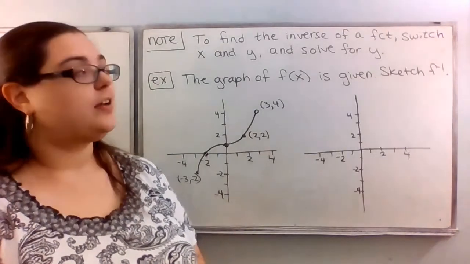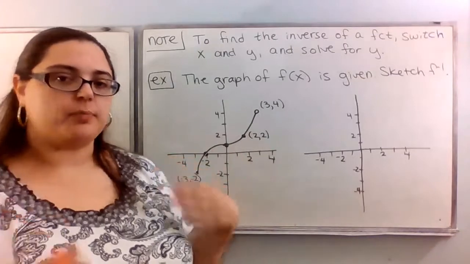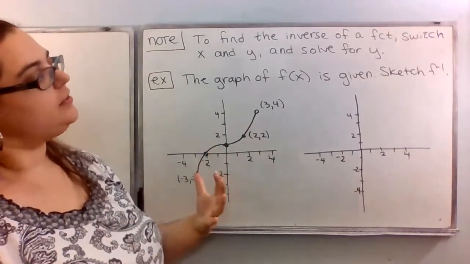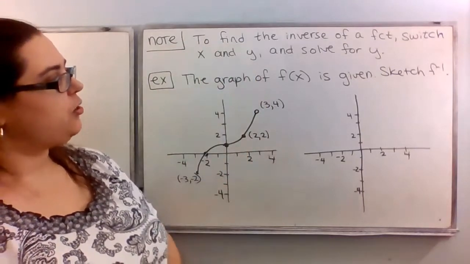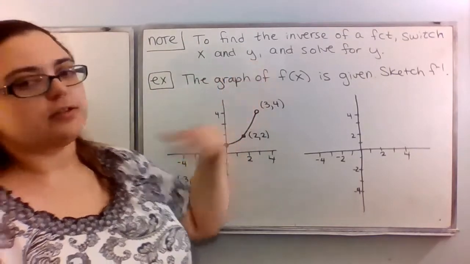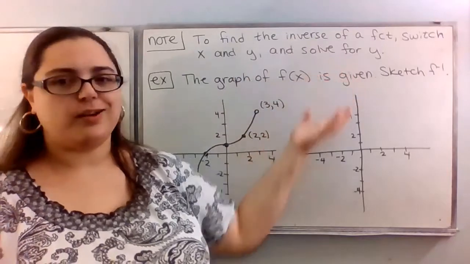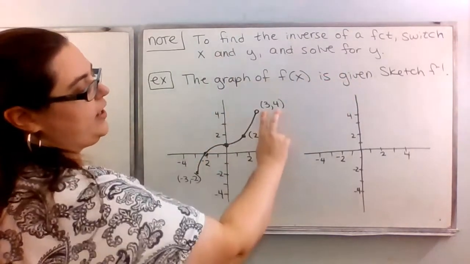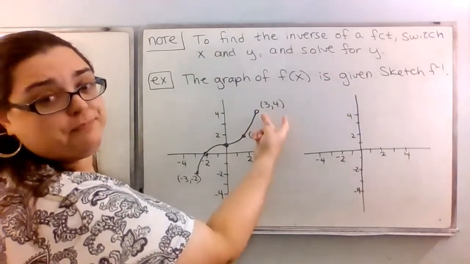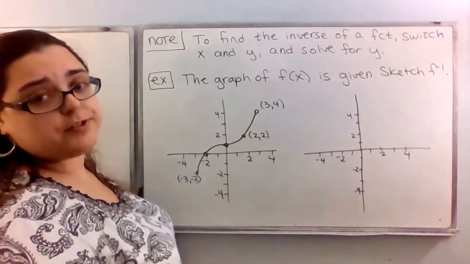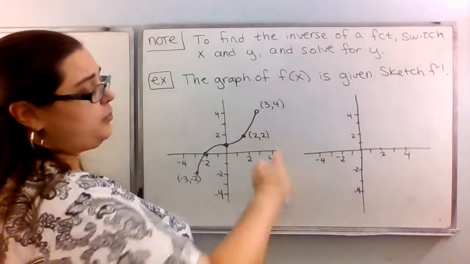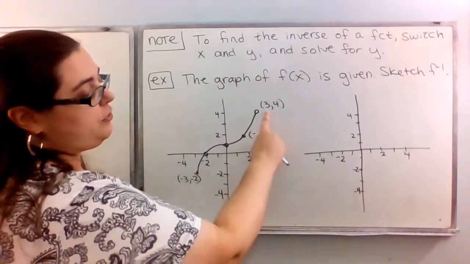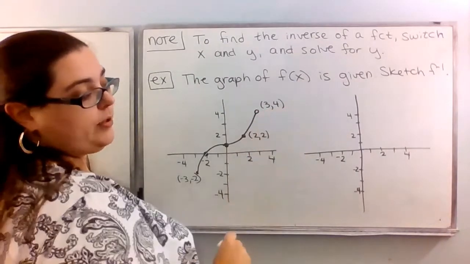To do that, we're going to follow the same basic principle that we had up here in the note from the algebraic technique. To find the inverse of a function, we switch x and y, and then we had to solve for y, but here we're just going to graph. So we're going to take every point (x, y) and just switch them, and that will give us the graph of the inverse. For example, instead of the open circle point (3, 4), we're going to have the point (4, 3).